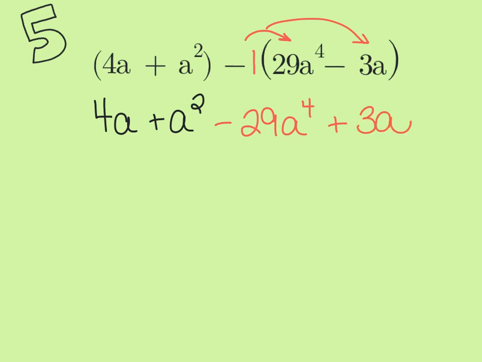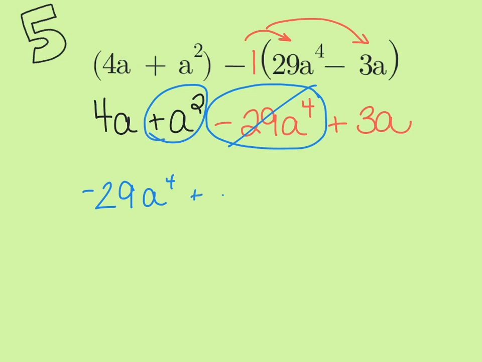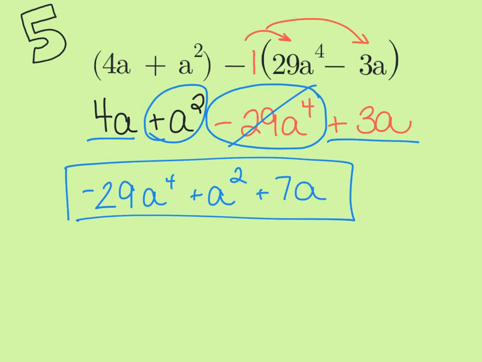All right, now I'm just combining my like terms. I like to start with the one with the highest exponent, or highest degree, and that one's right here. There's nothing like with that, so I'm going to put that one first, negative 29a to the 4th. The next exponent would be plus a squared. There's nothing like with that, so I just recopy it. And lastly, I have a 4a plus 3a, and that would combine to positive 7a. Combine your coefficients and keep the variable part. So this is a simplified trinomial.